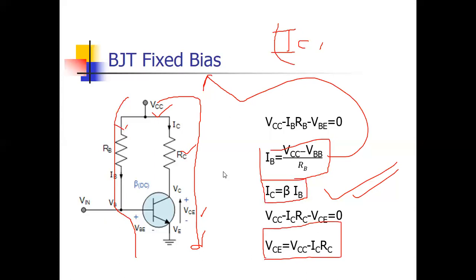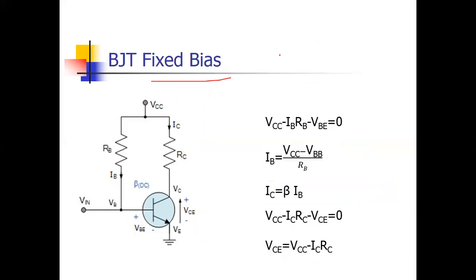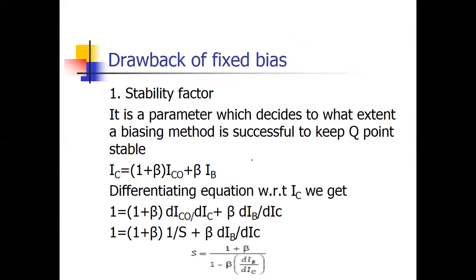Remember this always: whenever you are doing any biasing, you are ultimately calculating the Q point. You are doing biasing only for the Q point. So you have to calculate the output voltage and current, that is IC and VCE. But if the configuration is common base or common collector, then the parameters of the Q point will not be IC and VCE. That depends on the configuration. So remember what the output terminal is. Here the output terminal is the collector, that's why the output current is IC and the output voltage is VCE. That is the fixed bias we have derived for the Q point.